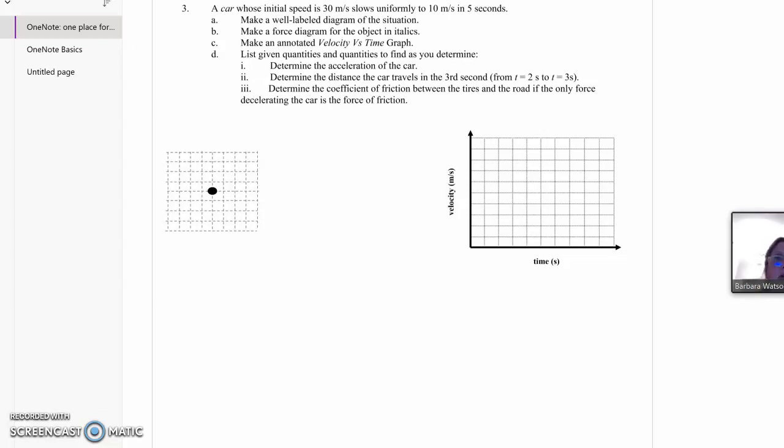Hi, we want to take a look at this one real quick. The things that are important here are that I see that this slows, and so that tells me that it's going to have a negative.